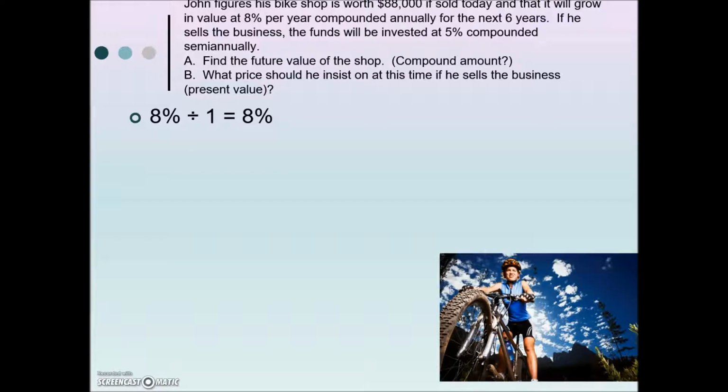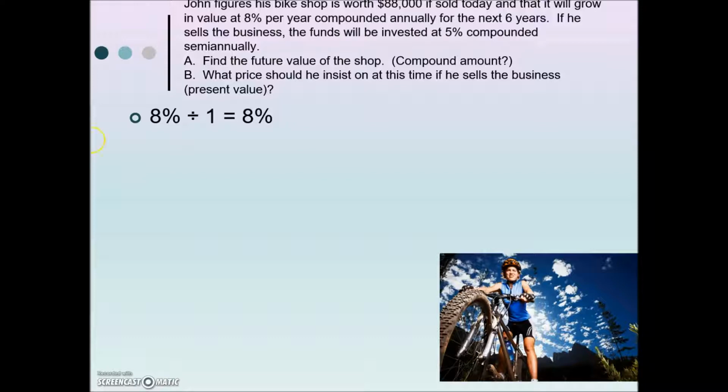For A, we're looking for future value. And we have to be careful which percentage that we use. We are going to calculate the future value of his shop. So we are going to use the growth factor for the business. Based on some analytics, they've determined it will grow 8% per year compounded annually. So we're going to use our compound interest or future value table.